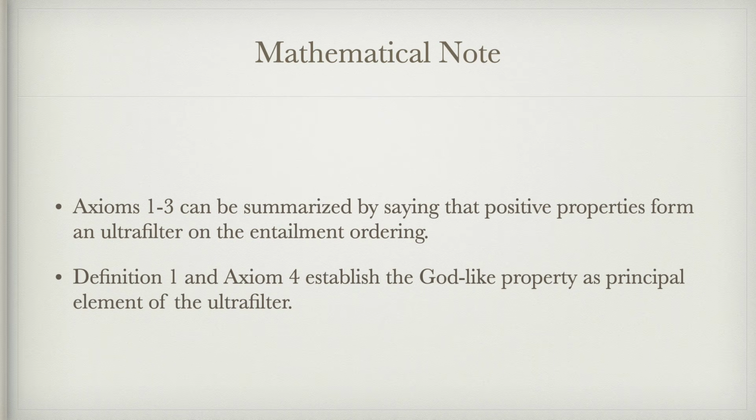Let me close with one quick mathematical note. The first 3 axioms could be summarized by saying that positive properties form an ultrafilter on the entailment ordering. And definition 1, as well as axiom 4, establish the godlike property as the principal element of that ultrafilter. Now, for those who don't know what an ultrafilter is, don't worry about it. But for those who do, I think that's actually a useful conception, because what it suggests is that those axioms and definitions build in together the concept of God as in some form a maximal being.